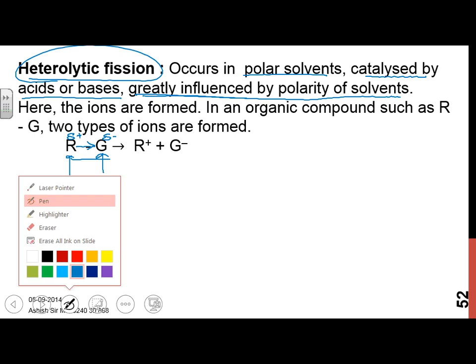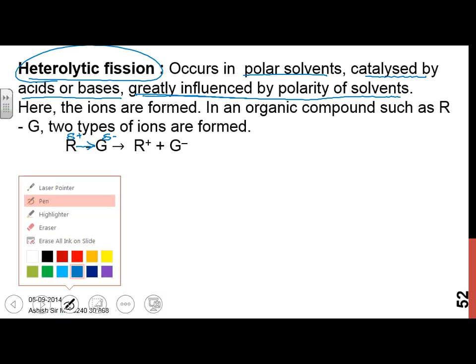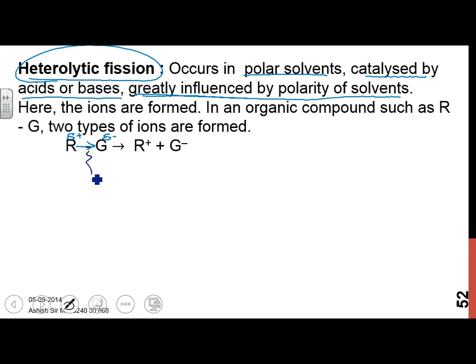Due to some reason, suppose this bond is getting broken. During this breaking, this electronegative element takes up the electron pair. Can you see this point over here? This group, which was more electronegative, takes the electron pair, and the bond is broken.